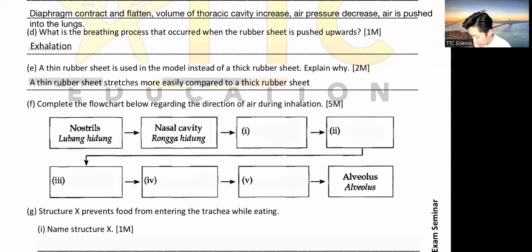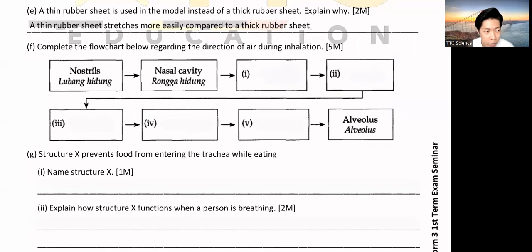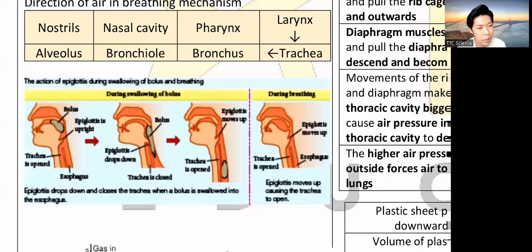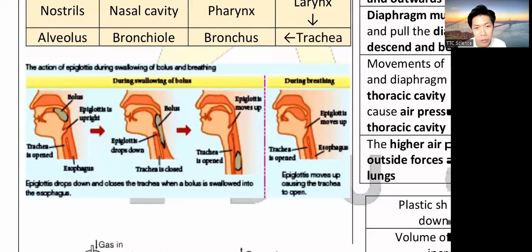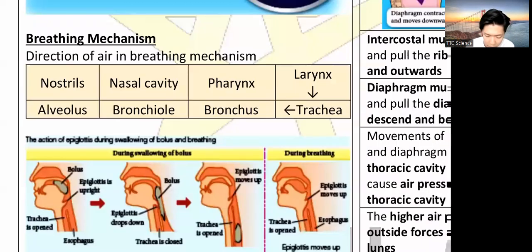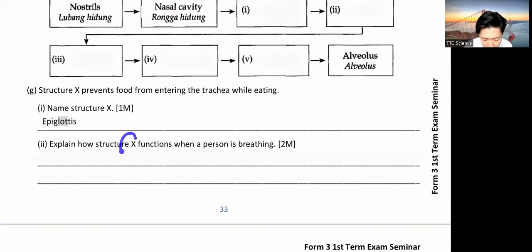Okay, everybody, you're writing down the sequence, right? No problem, right? Next one. Good. Structure X prevents food from entering the trachea. Prevent food from entering trachea. So what's the name? It's called the epiglottis. Okay, epiglottis. And question number 2, explain how epiglottis functions when a person is breathing.